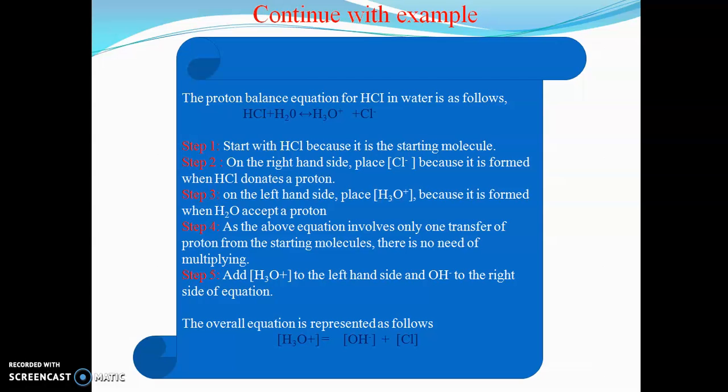In step 4, the equation involves only one transfer of a proton from the starting molecule and there is no need for multiplying. Now add hydronium ion to the left hand side and OH negative ion to the right hand side of the equation. So the overall equation becomes hydronium ion is equal to hydroxyl ions plus chloride ions.